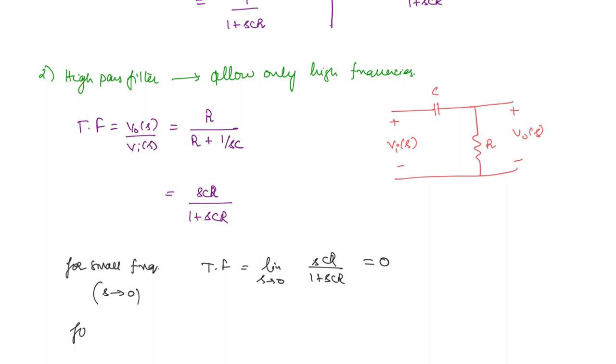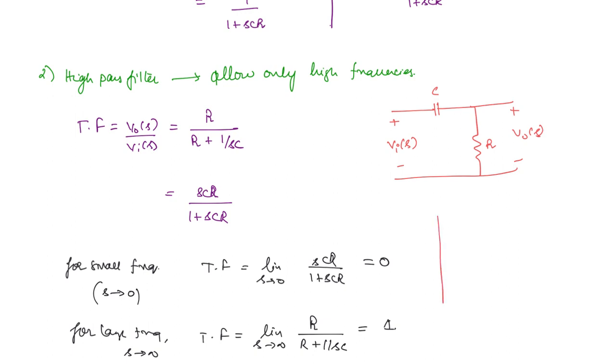Okay. For large frequencies, what is going to happen? Here S tends to infinity. Then what will happen to the transfer function? Limit S tends to infinity, you can get in terms of 1 by SC term. So you will take the first expression, R by R plus 1 by SC. Now 1 by SC will become 0 as S tends to infinity. So you are going to be left out with 1. Okay. So if you give Vi of S, then V naught S, you will get the same output, Vi of S, for large frequencies, that is the high pass filter.